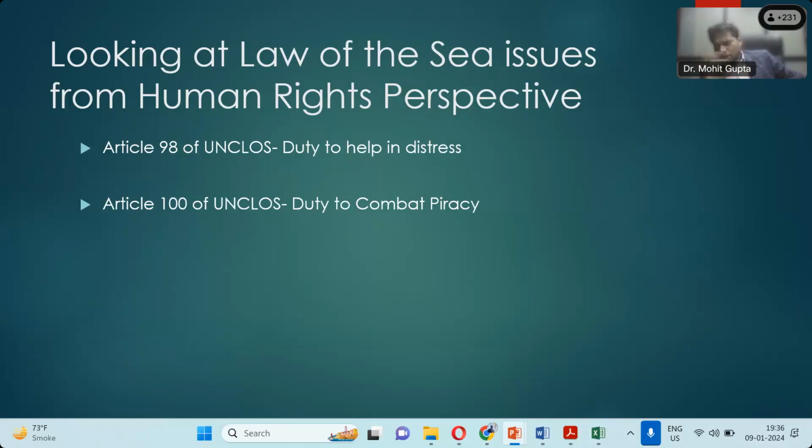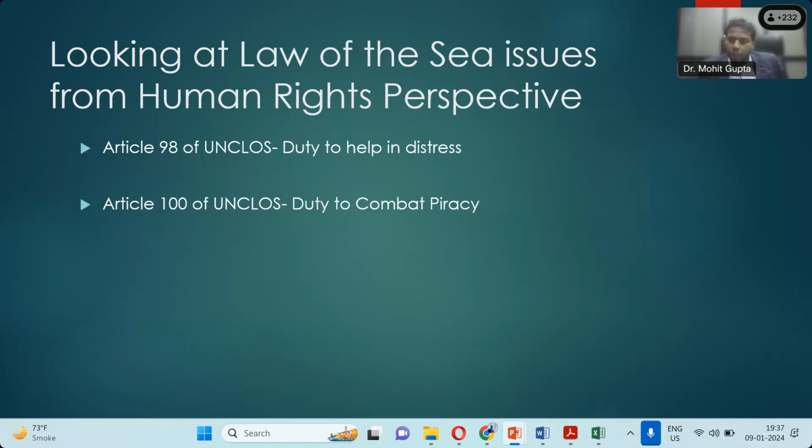Further, I'm still discussing the human rights perspective. When we read the Law of the Sea Convention, Article 98 imposes an obligation on various countries, and it talks about the duty to help in distress. This means that suppose India is the coastal state and there is a ship which needs help. Suppose a ship is passing through the high seas, maybe it has collided with an iceberg, and it needs immediate assistance.